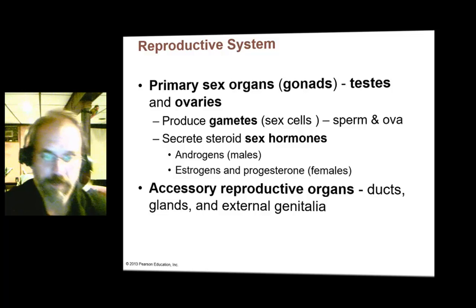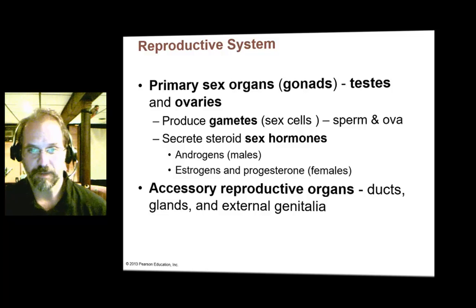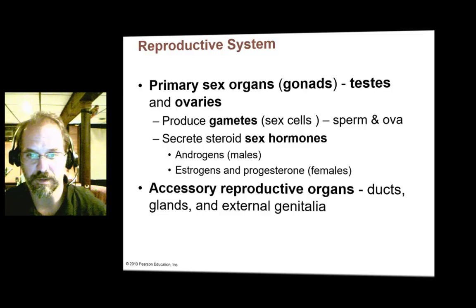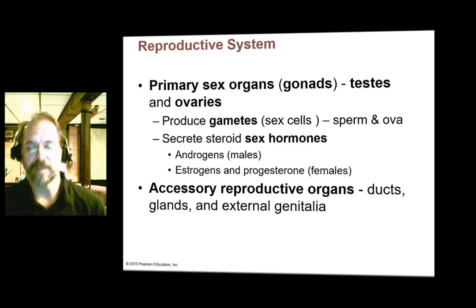The female reproductive system, not surprisingly, is quite a bit more complex than the male, because the female system has to have the organs that are capable of sustaining the developing embryo and fetus. So, in short, the reproductive system is pretty simple.